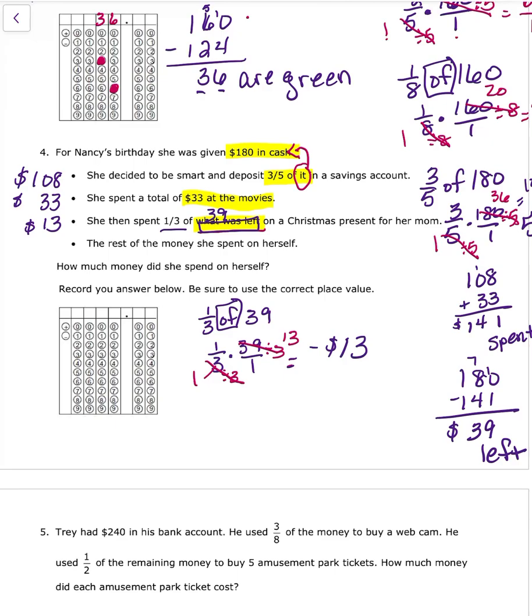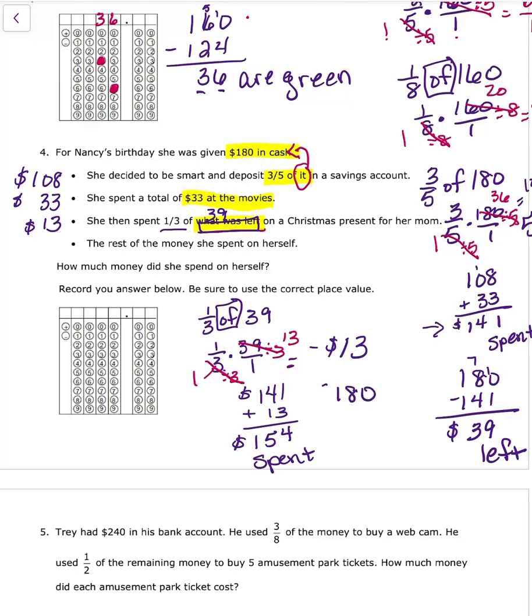Okay, so she spent 108, 33, and 13. We already added the 108 and the 33 right here. So that was 141. So I just need to say 141 plus the $13 she spent on her mom. That would be $154. This is how much she spent. And the question says, how much money did she spend on herself. So figure out how much she spent on herself, pause the video, and then come back and check it.